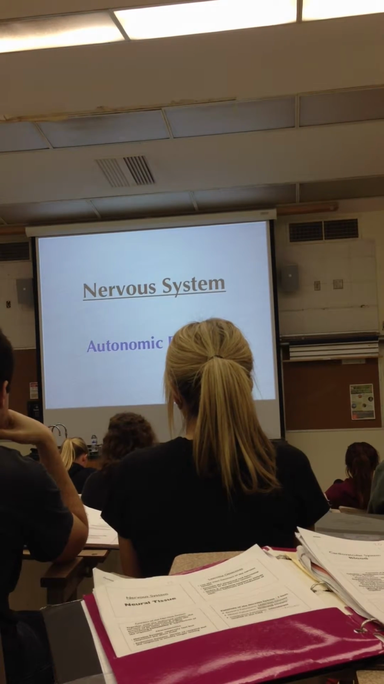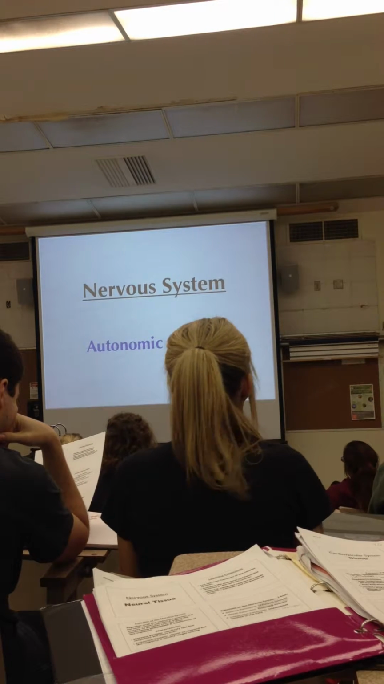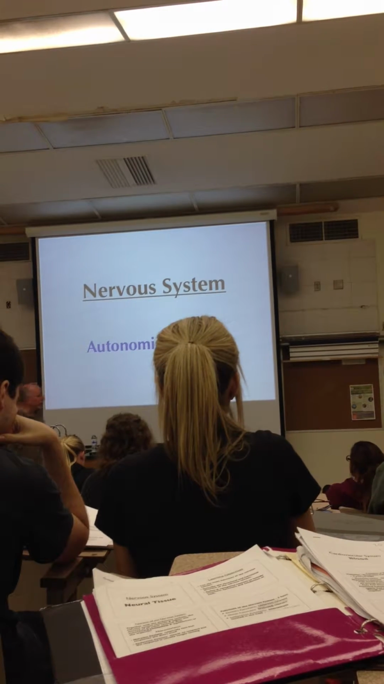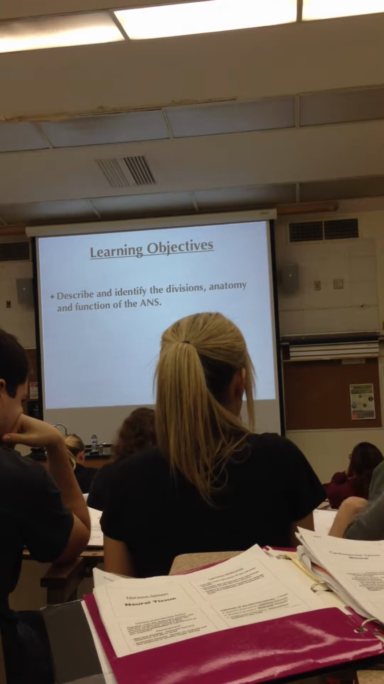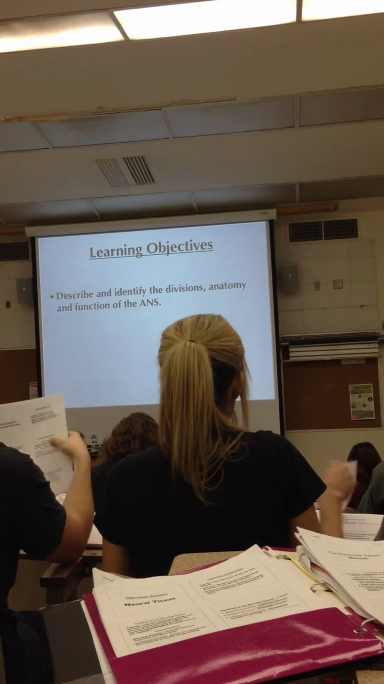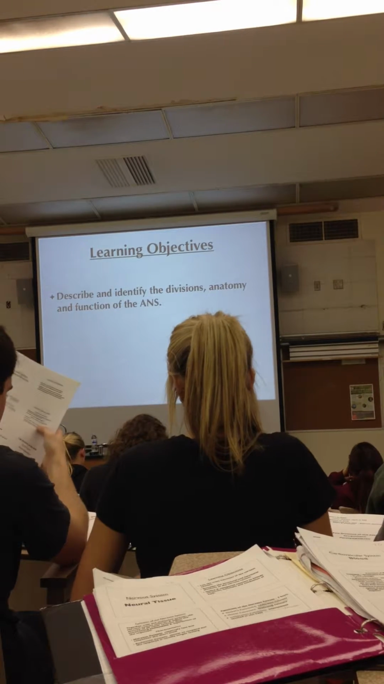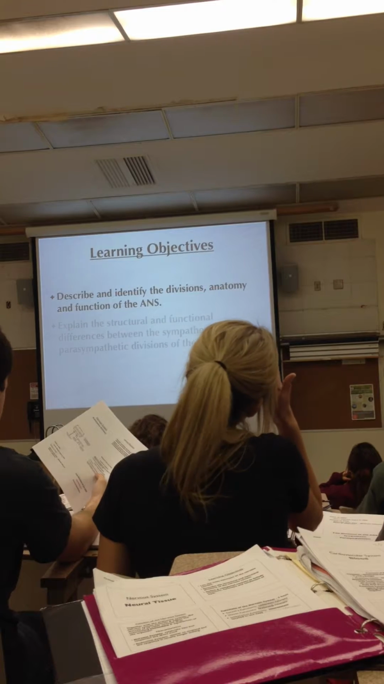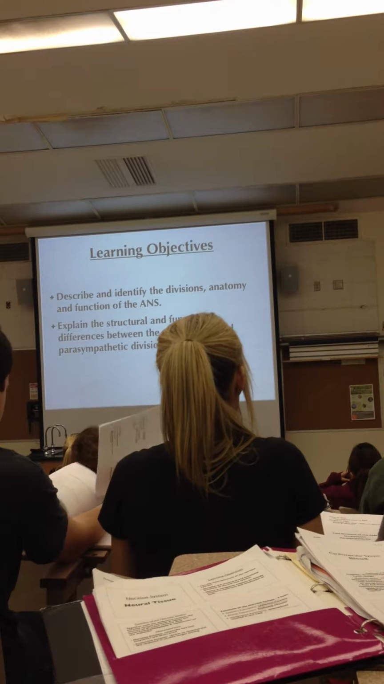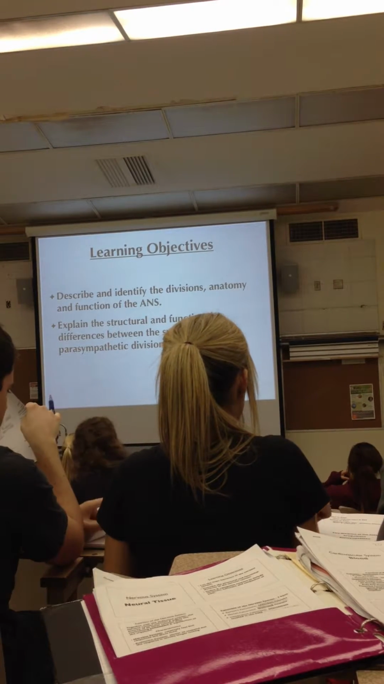So the autonomic nervous system is kind of an interesting thing. It does a lot as far as happening automatically that you're not having to think about, things like your blood pressure. So we're going to look at the different parts of it, the anatomy and the function of it, and the difference between sympathetic versus parasympathetic.